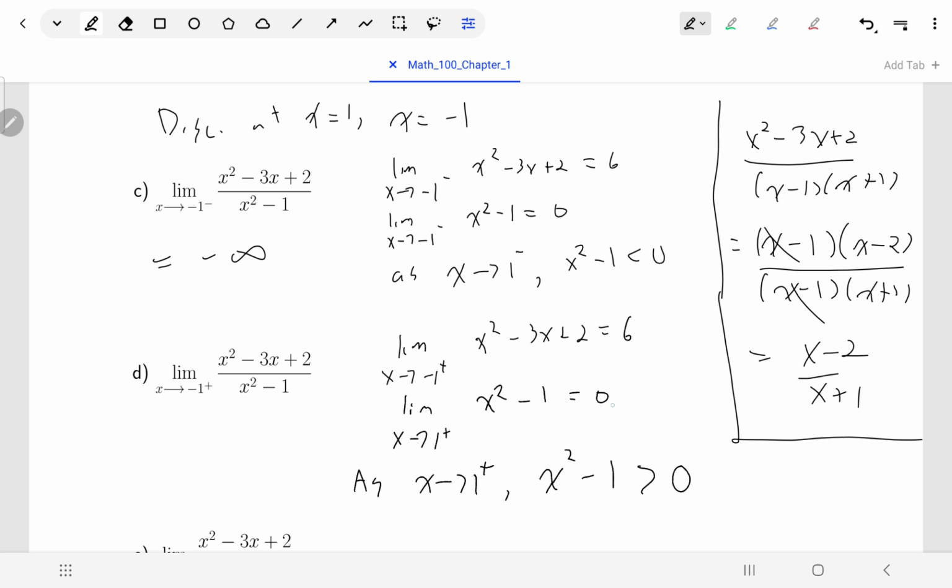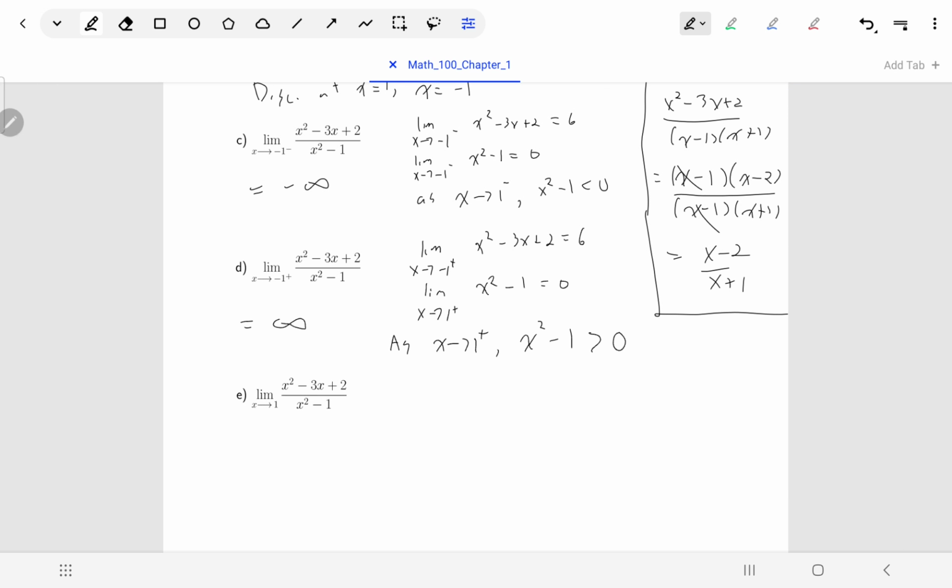So top going to 6, bottom going to 0 tells us we have a vertical asymptote. The top is positive, the bottom is always positive, so positive divided by positive is positive. Our limit must be positive infinity then. So on the left side of negative 1, we're going to negative infinity. On the right side of positive 1, we're going to positive infinity.